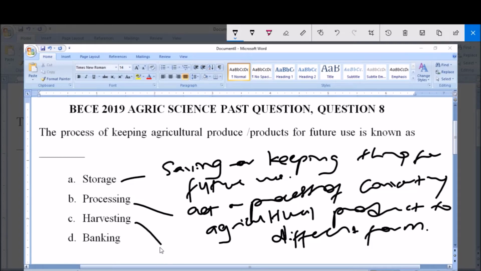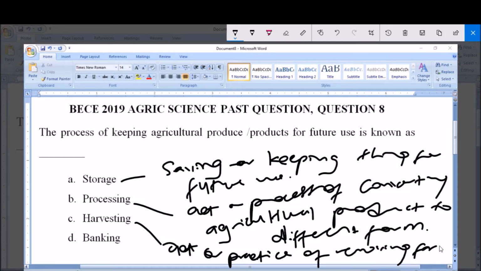Now C is harvesting. Harvesting is the act or practice of removing farm produce. That's harvesting. Removing farm produce from the farm. When they are grown, when they are mature, the act of removing them from the farm is known as harvesting.